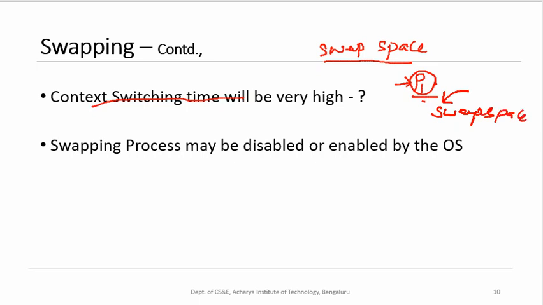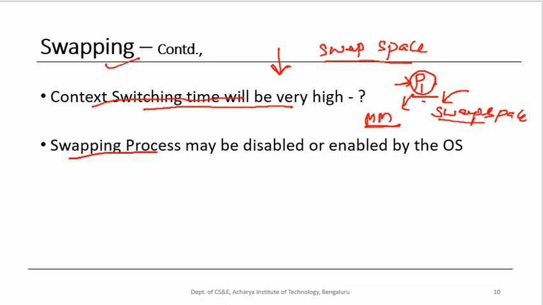Sometimes what might happen is that you may not have enough space to bring this process into the main memory, so you may have to swap out one or many processes from the main memory and bring this P1 in. Hence the context switching time will be very high. So though we are getting the advantage of running many processes concurrently, the disadvantage is that if the process is not found in the main memory, then the context switching time will be high.